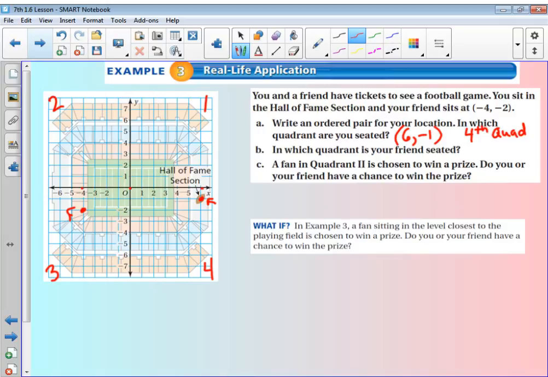Okay. In which quadrant is your friend seated? So our friend is seated, well, it's kind of nice, I went through and numbered those. So our friend is seated in quadrant 3.